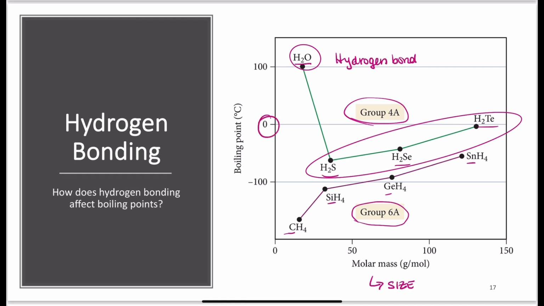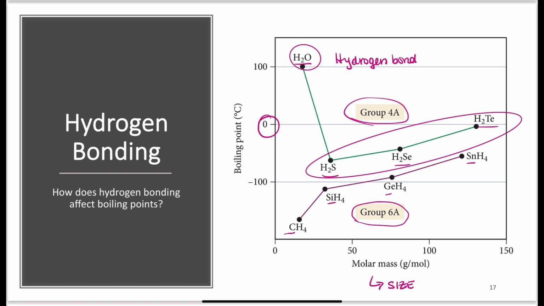Notice this is the 0 here. These are well below 0, yet water's boiling at 100. Water has a very small molar mass. 18 grams per mole is incredibly small in the grand scheme of things. But it boils at 100 degrees Celsius. That's of huge importance to our world from an ecological standpoint, from a human standpoint, etc.